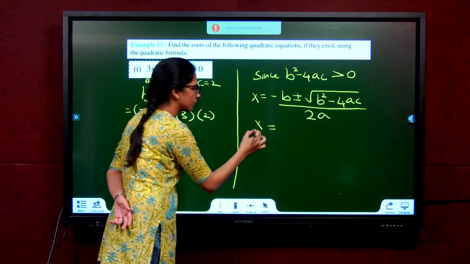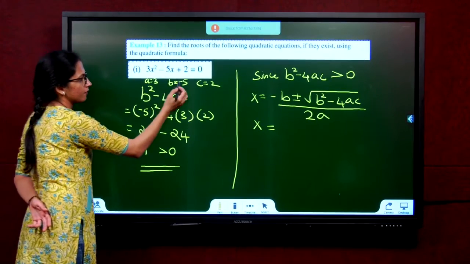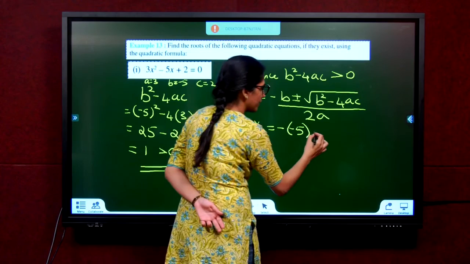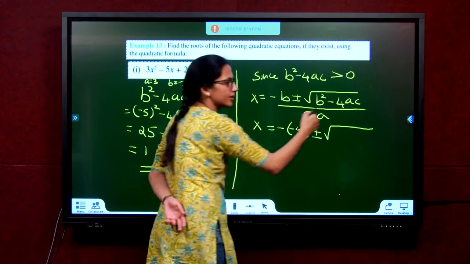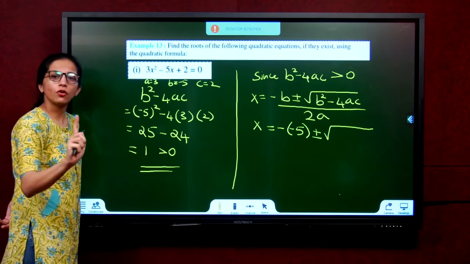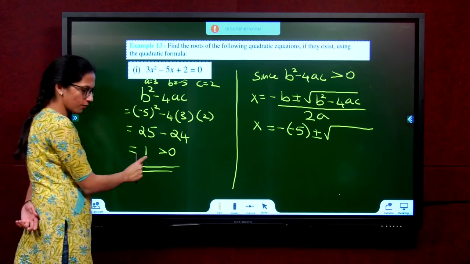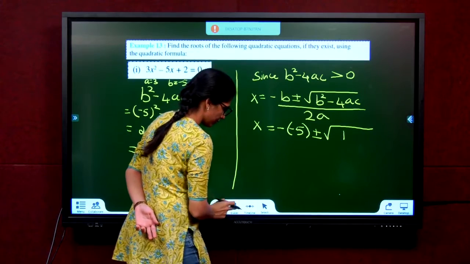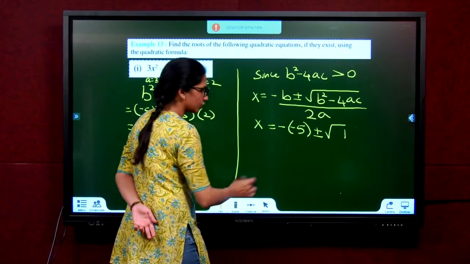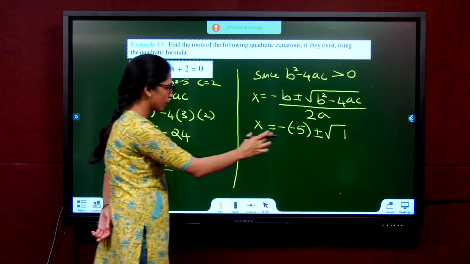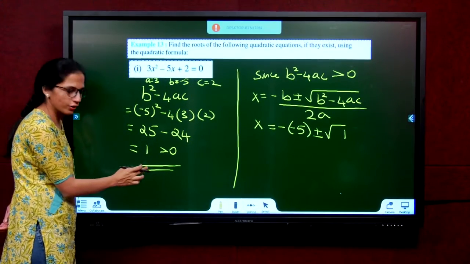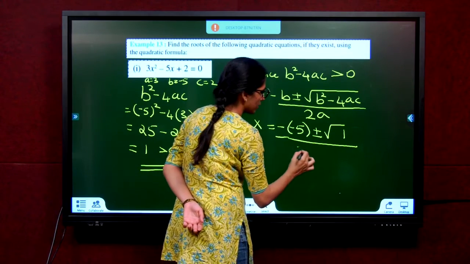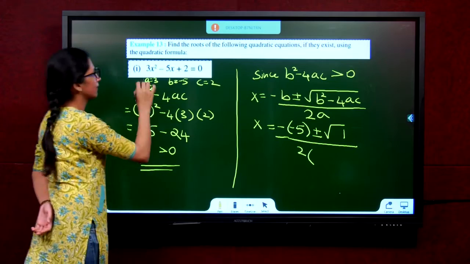x is equal to −(−5) plus or minus. Should we substitute b² − 4ac again? No need. You've already found the value of b² − 4ac to be 1. Directly substitute 1 over here. I repeat, you don't have to do b² − 4ac again. It is 1. Substitute that. Divided by 2 into a. What is a? 3.